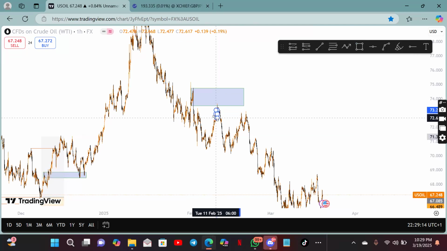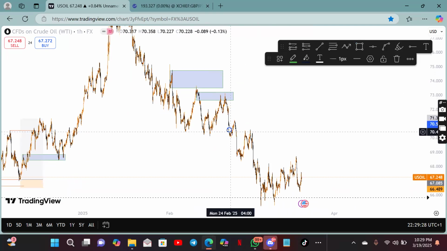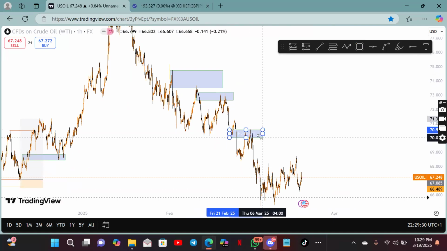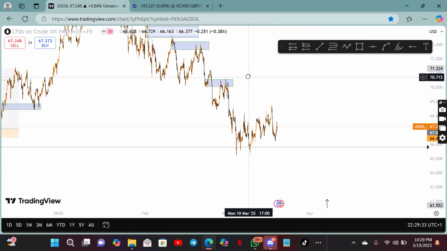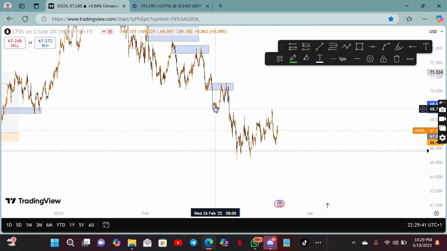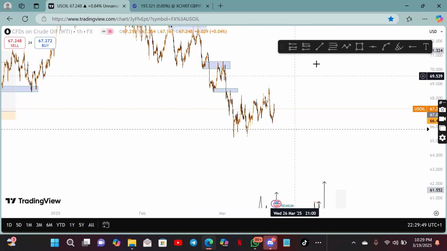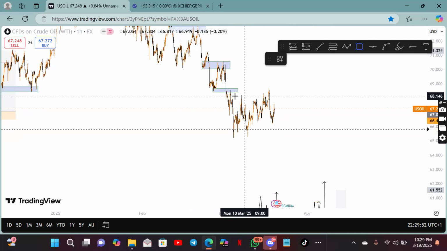If you know how to trade, breaker blocks are always very good for continuation of trend. It moved from a breaker block. Then you see this one now moved from this breaker block. Moved from this breaker block, right? Moved from this breaker block. Then this one here moved from that breaker block. Then this one also moved from a breaker.